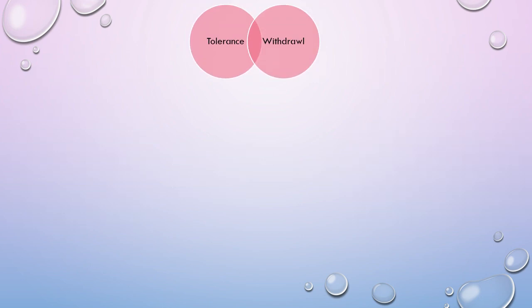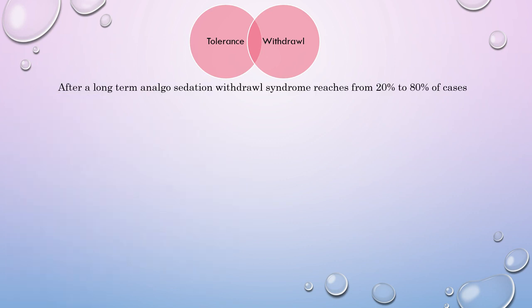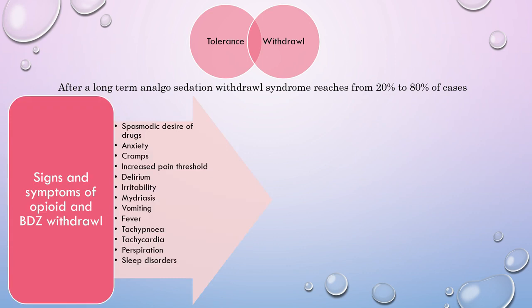So now we'll talk to you about tolerance and withdrawal really shortly. After a long-term analgo-sedation, this kind of side effect reaches from 20 to 80%, depending on the length of our sedation. So the shorter the analgo-sedation, the better the outcome. There are several signs and symptoms that can help us to have a fast diagnosis and a fast treatment of this kind of side effect. Some of them are spasmodic desire for the drug, anxiety, cramps, delirium, irritability, and so on.